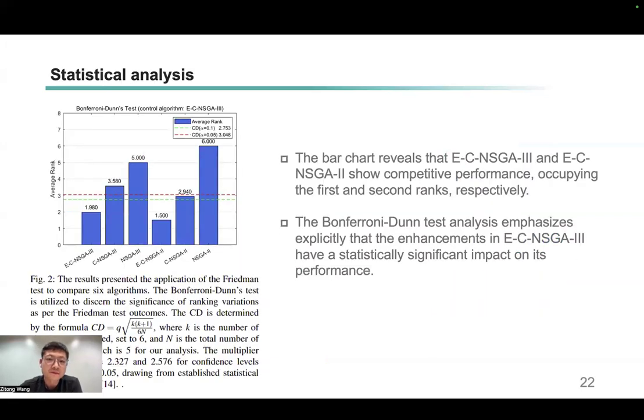Statistical analysis. The bar chart reveals that ECNJ3 and ECNJ2 show competitive performance, occupying the first and second ranks respectively. The Bonferroni-Dunn test analysis shows explicitly that the enhancement in ECNJ3 has a statistically significant impact on its performance.